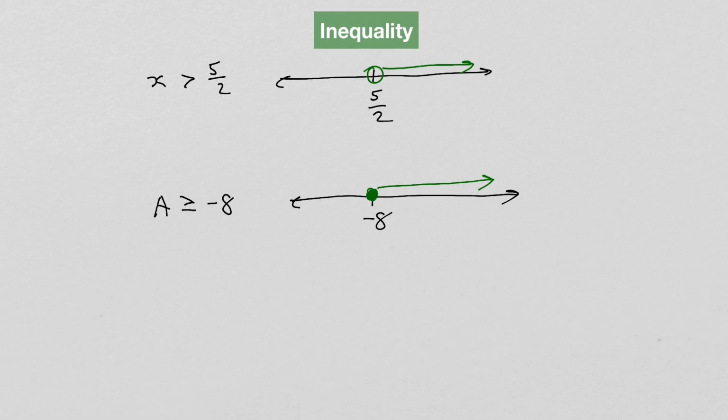Now let's suppose we had something that said y is less than 2. To graph this on the number line, we're going to mark a 2 here. Because this is a less than sign only, we're going to have an open circle at 2 and draw an arrow to the left representing all values less than 2.